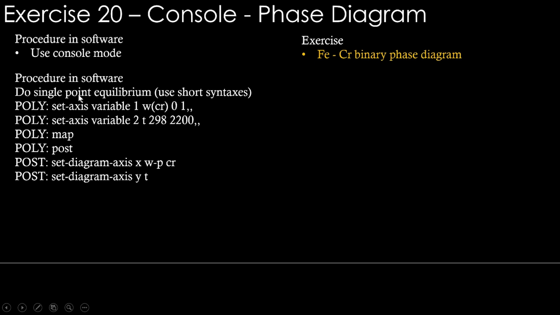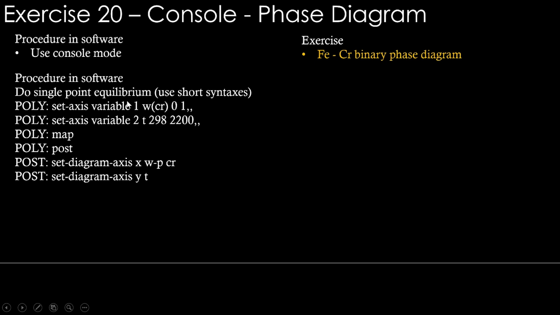Okay, single point equilibrium has to be done in console mode, no matter what calculations we are going to do afterwards, because the single point equilibrium value is the starting value from where the other compositions or temperature ranges that we give will be calculated. So the entire scanning of the space that we are giving will be calculated based on this initial point.